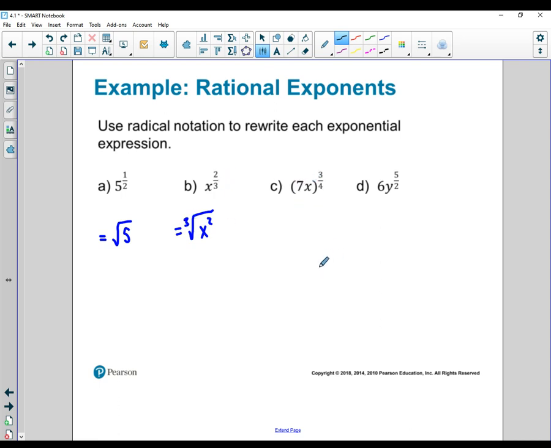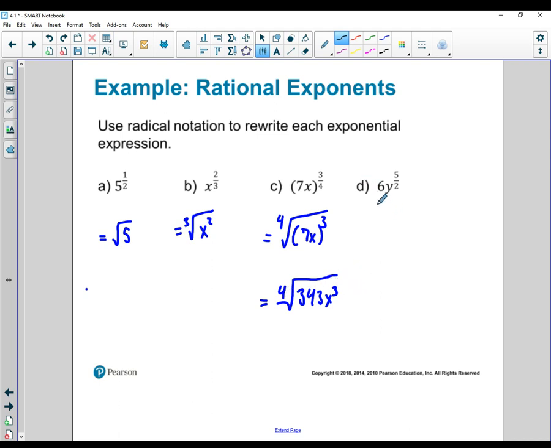And here, if you have something in parentheses, you do it to the whole thing. So here we would do 7x cubed, the fourth root, but we can simplify that a little further. We can do 7x cubed. That's 7 cubed and x cubed. What is 7 cubed? 343. So this will be the fourth root of 343 x cubed.